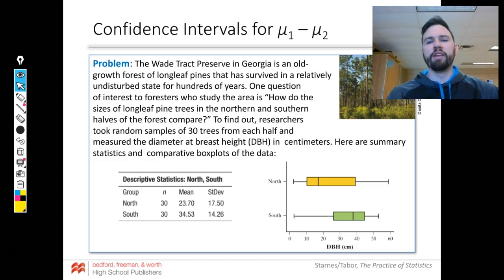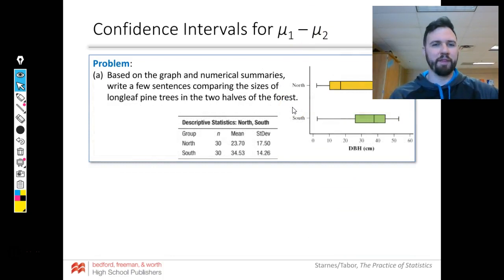So how do those trees compare to other forests? To find out, they took samples of trees from the north and the south, 30 from each, found the mean and standard deviation. 5 number summaries down below. There are no outliers, so that's good. They took 30 anyway, so I guess it doesn't matter.